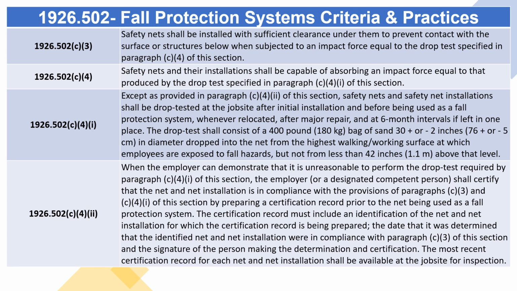1926.502(c)(4)(i). Except as provided in paragraph (c)(4)(ii) of this section, safety nets and safety net installations shall be drop tested at the job site after initial installation and before being used as a fall protection system, whenever relocated, after major repair, and at 6-month intervals if left in one place. The drop test shall consist of a 400-pound (180 kilograms) bag of sand 30 plus or minus 2 inches (76 plus or minus 5 centimeters) in diameter dropped into the net from the highest walking/working surface at which employees are exposed to fall hazards, but not from less than 42 inches (1.1 meters) above that level.